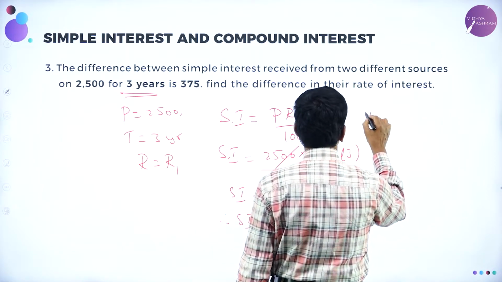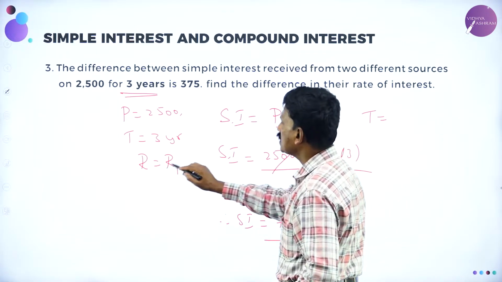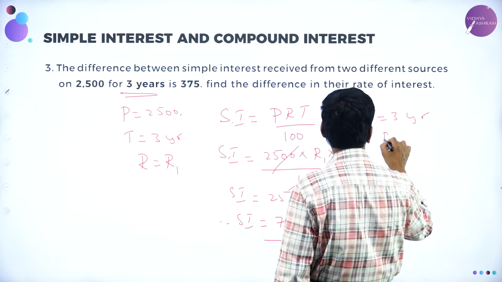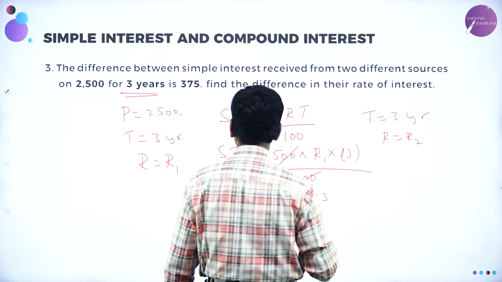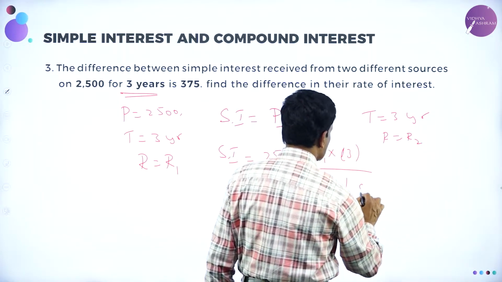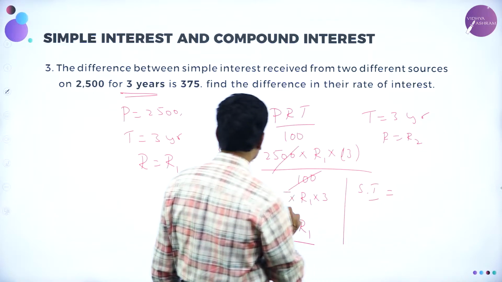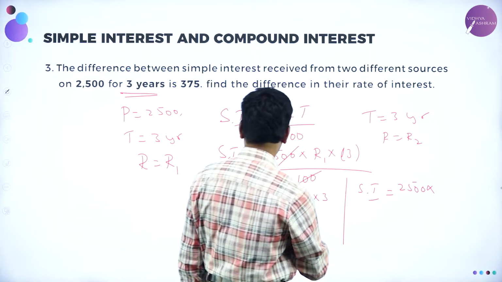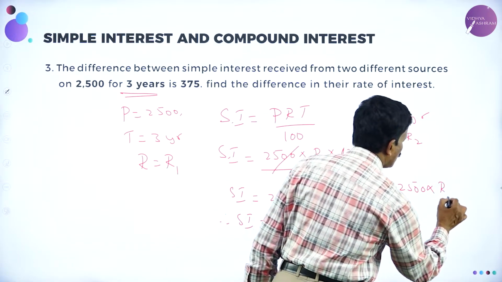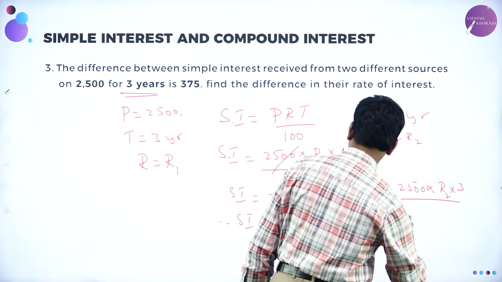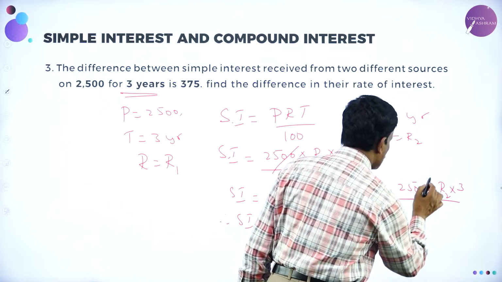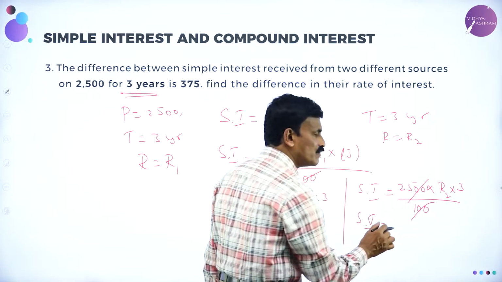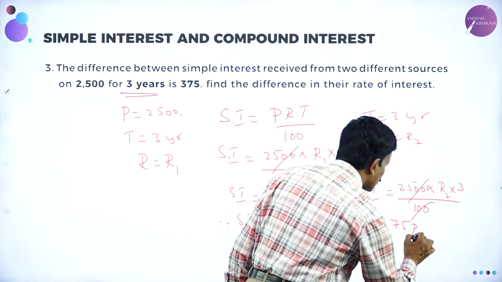For the first case, R is equal to R1, T is equal to 3 years, and R is equal to R2. Then the simple interest for the same amount will be principal, which is the same, 2500, into R1 times 3 divided by 100. So the same answer we are going to get. SI is equal to 75 R2, since 25 into 3 is equal to 75.